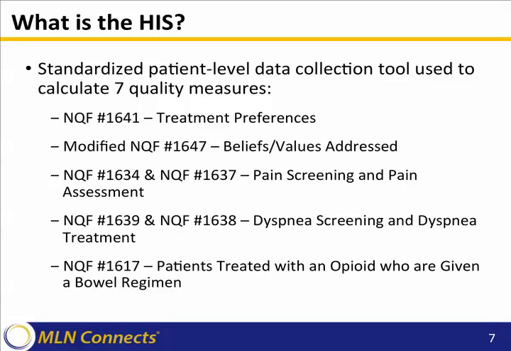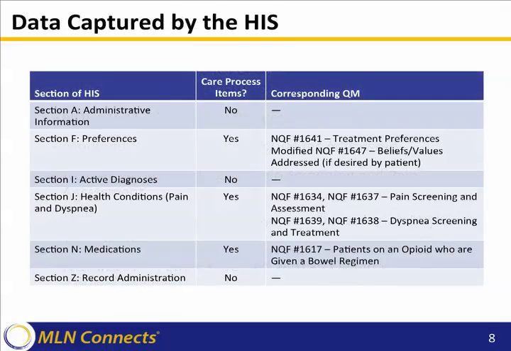The HIS is a patient-level data collection tool that collects information about care processes completed during the initial and/or comprehensive assessment period. Hospice providers complete HIS records, and HIS data is submitted to CMS. CMS then uses HIS data to calculate provider-level performance on 7 quality measures, which are outlined on this slide.